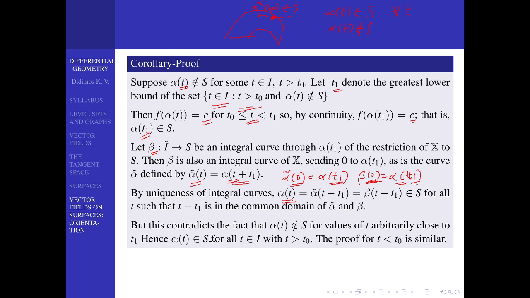Hence, alpha of t belongs to S for all t belongs to I. Due to this contradiction, we can say that alpha of t belongs to S for all t belongs to I with t greater than t naught. Then, in order to complete the proof, we need to work it out for all the points t less than t naught. If there exists a point t less than t naught with alpha of t not belonging to S, then the same thing follows, and combining those two, we can say that alpha of t belongs to S for all t belongs to I.